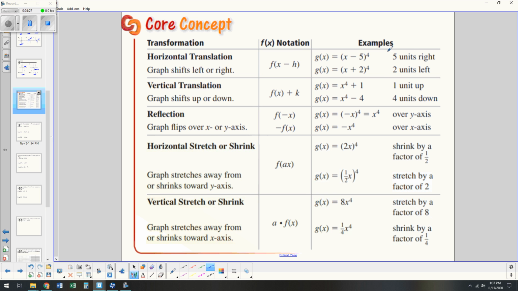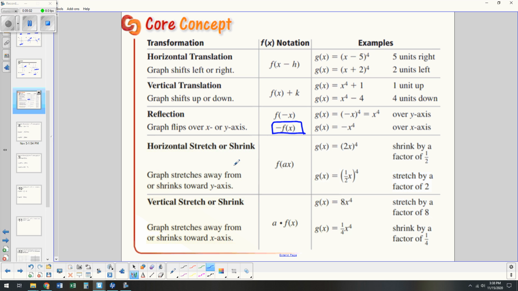So negative 5 really meant 5 units to the right, plus 2 really meant 2 units left. If it's on the outside, it's whatever happened outside. So plus 1 was 1 up, minus 4 was 4 down. We really focused on this kind of reflection, right? When we multiplied the term by the negative, we didn't put the negative with whatever power there was. So if it's on the outside, it stays on the outside. If they put it on the inside, it goes on the inside of the parentheses with it.